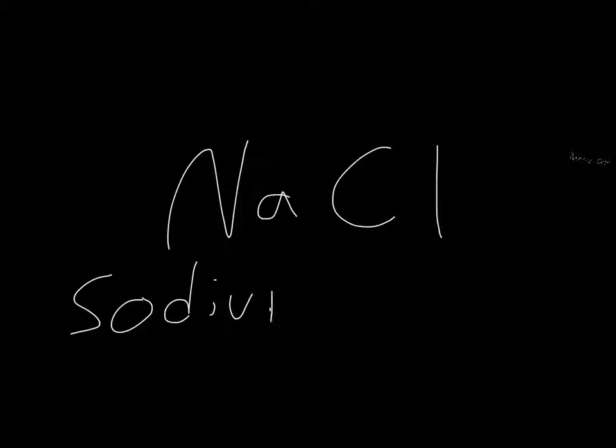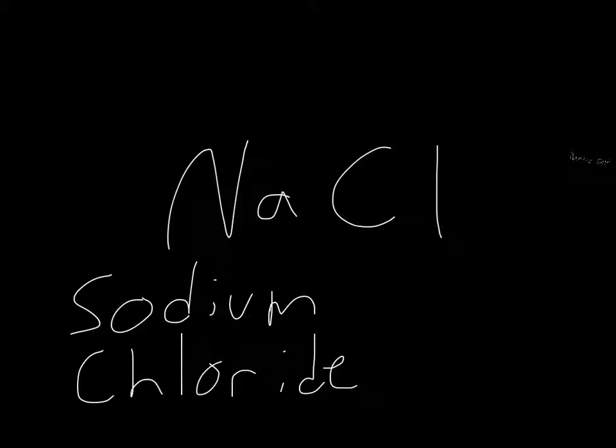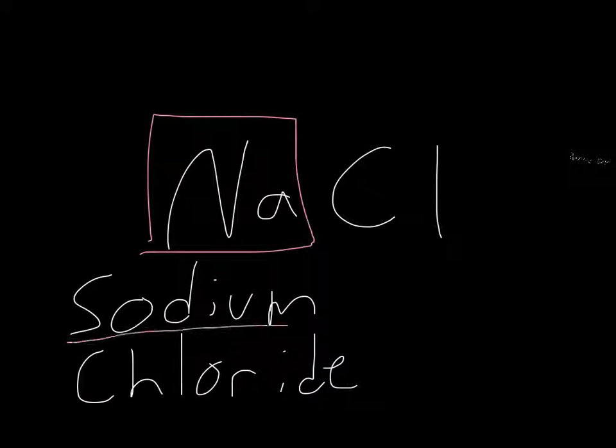So, sodium chloride. And this is how we got to the answer. So the first step is you take the cation, which always comes first. So in this case, it's Na, or sodium, and you just write the name out. So that's how we got this part.